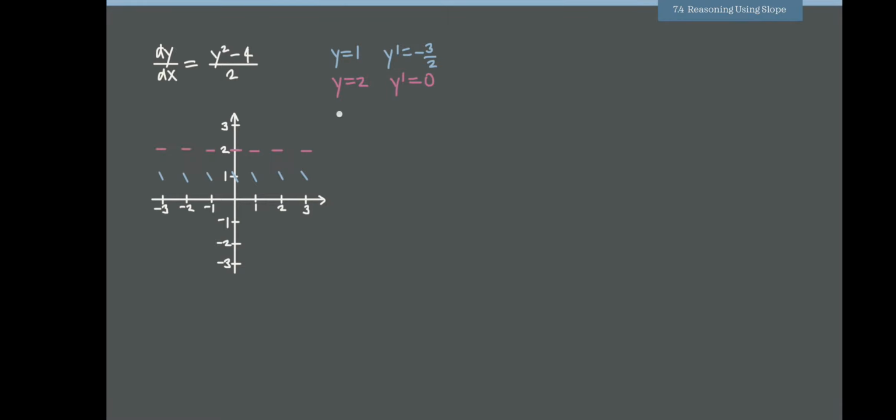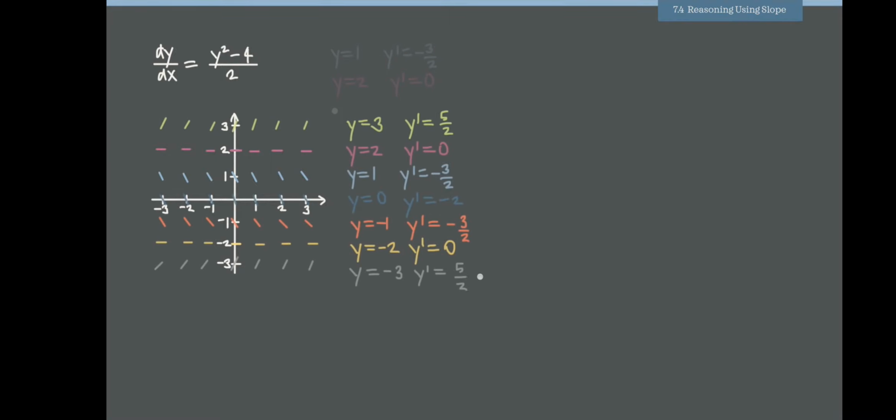And now I'll go ahead and just finish off the slope field. What we can see now from the slope field is that we have two solutions to the differential equation. Because we have these horizontal lines here at y equals 2 and y equals negative 2, those are going to be solutions to the differential equation.